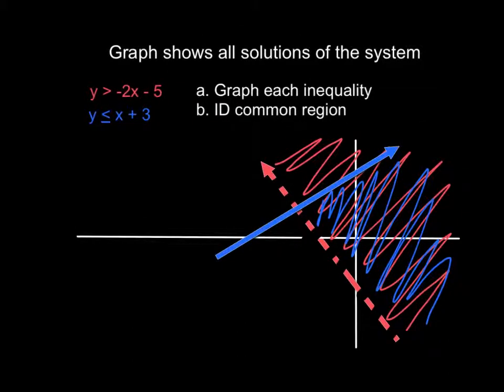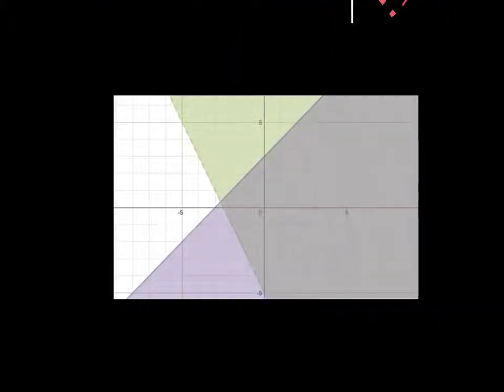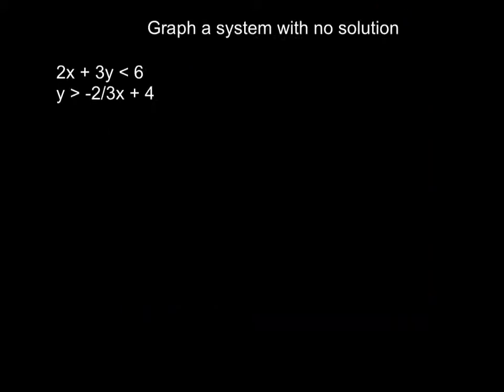Now a better looking graph is this one below, and we can more clearly see that this is the area that they both share. So if you think about it, not all systems of inequalities will have solutions. If you have two inequalities that do not intersect, the regions will not intersect, and therefore our purpose, which is to have a graph that shows all solutions, won't exist for this type of problem.